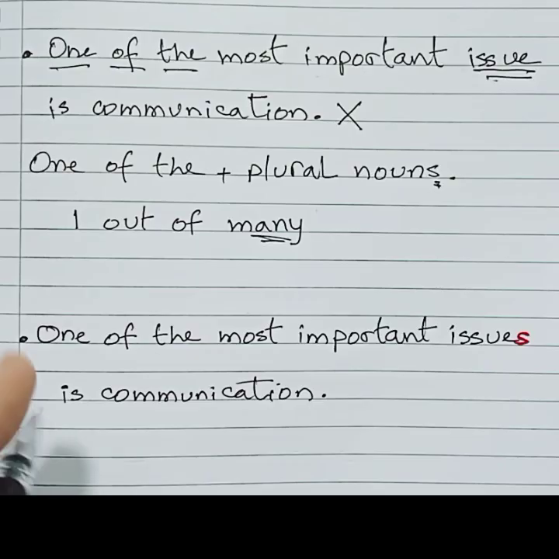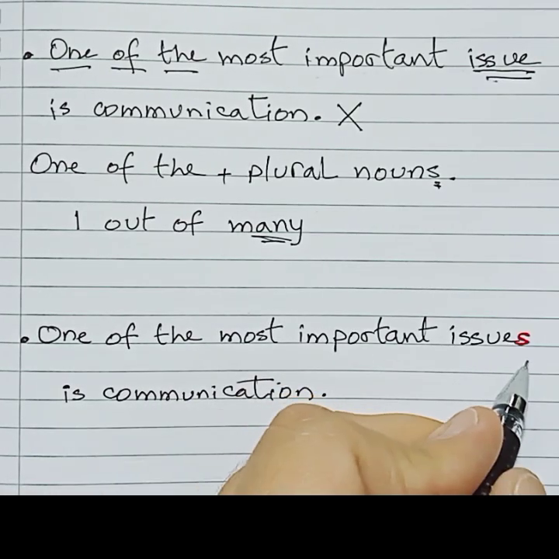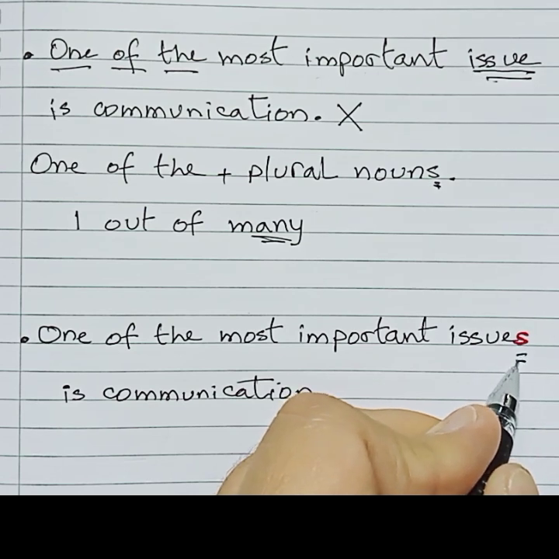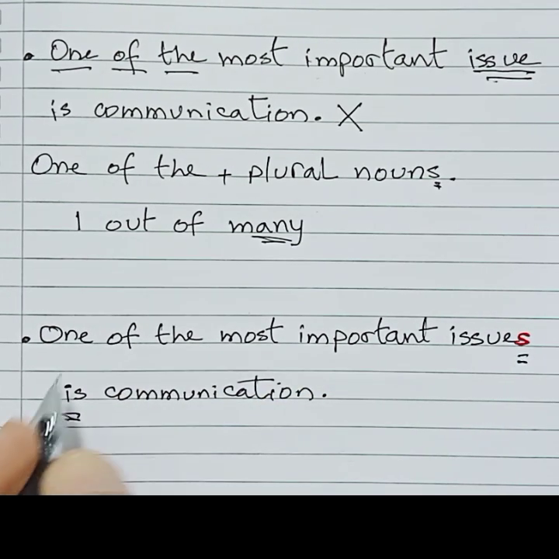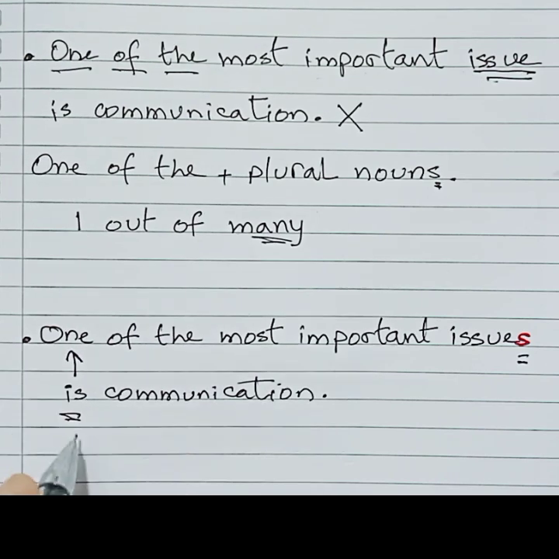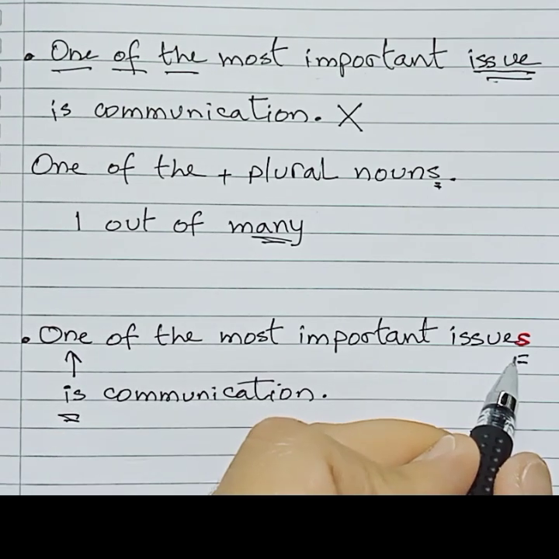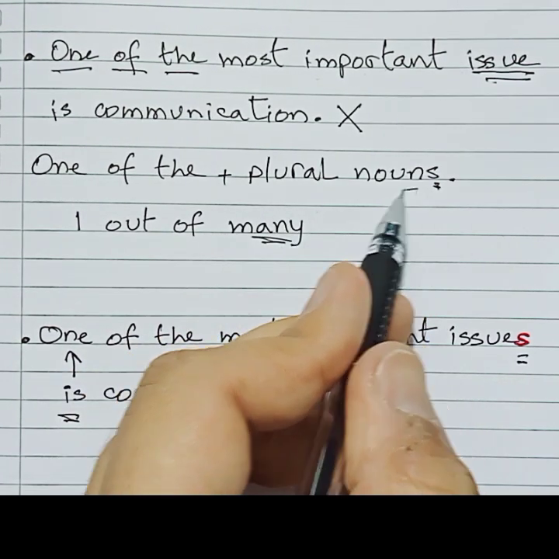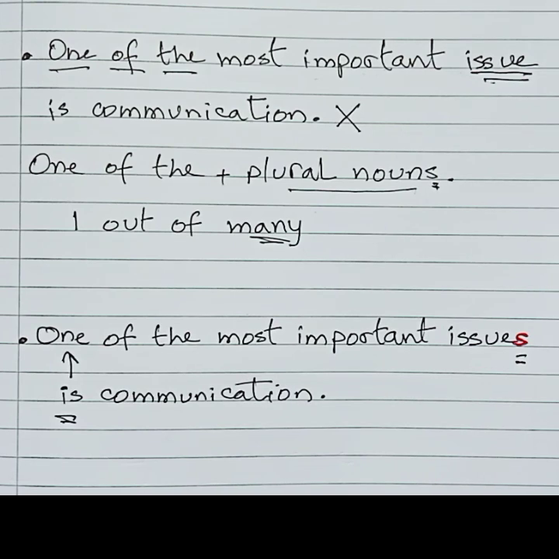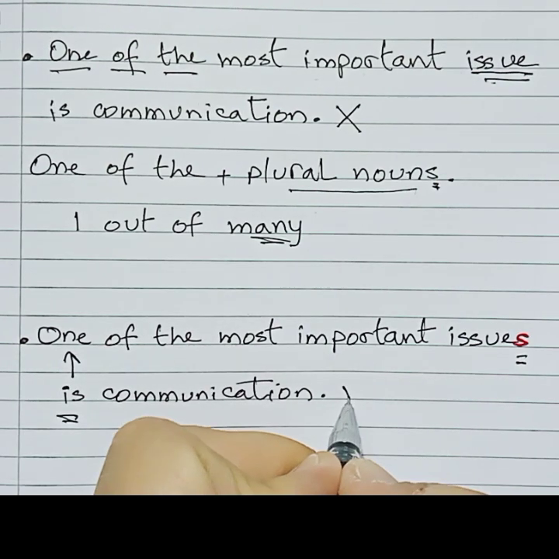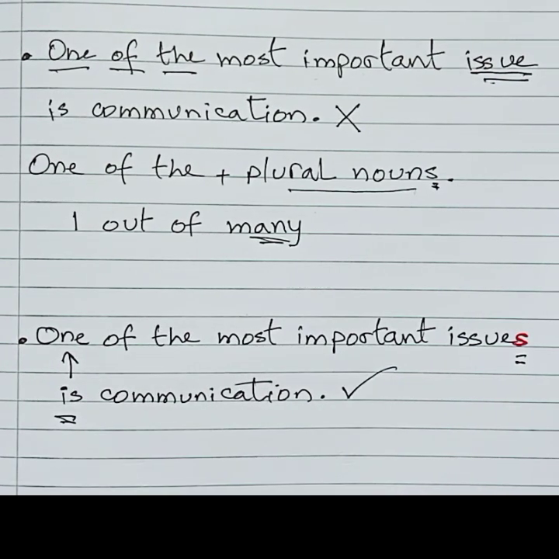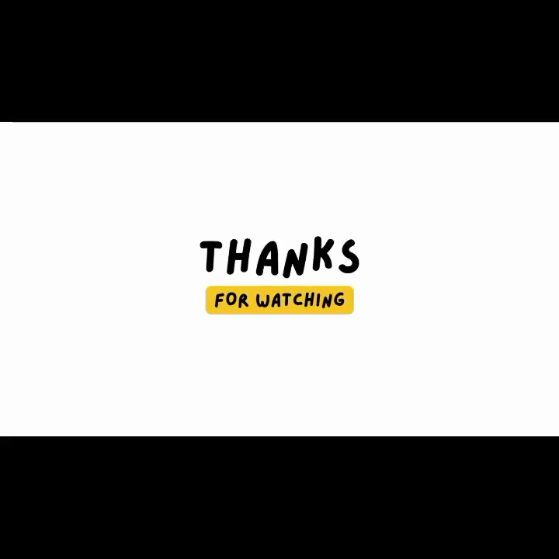Here is how to correct it. Just add s of the plural noun. One of the most important issues is communication. And keep is. Don't think issues, it's plural, so we need to put are. No, it's is. Why? Because we are talking about one important issue out of many issues. So is refers to one. It doesn't refer to issues. It refers to one of them only. Which one? As the sentence says, the one which is the most important issue.